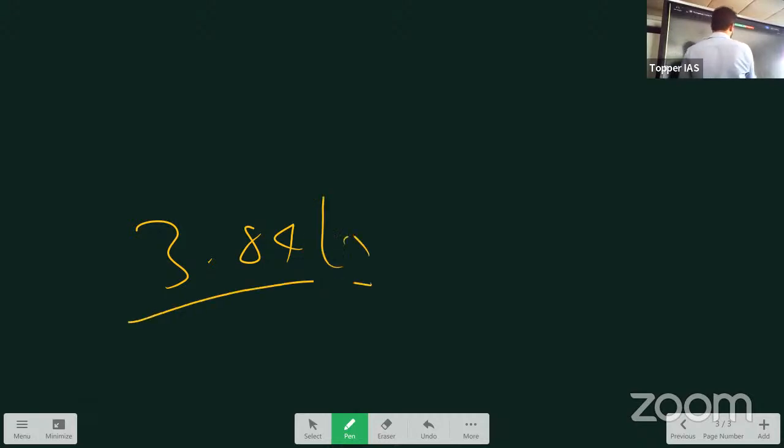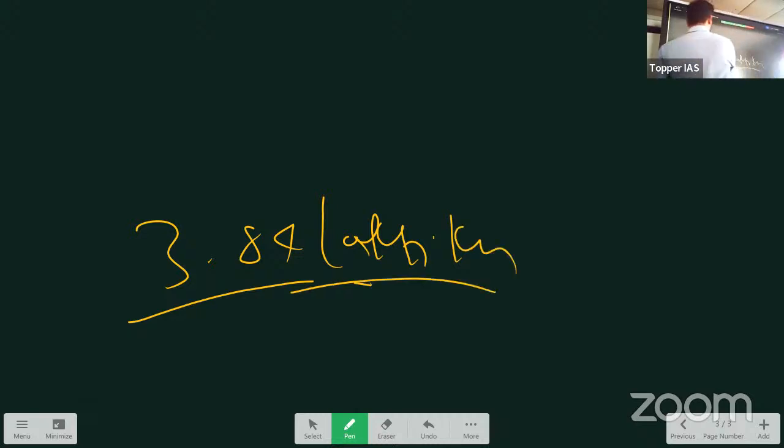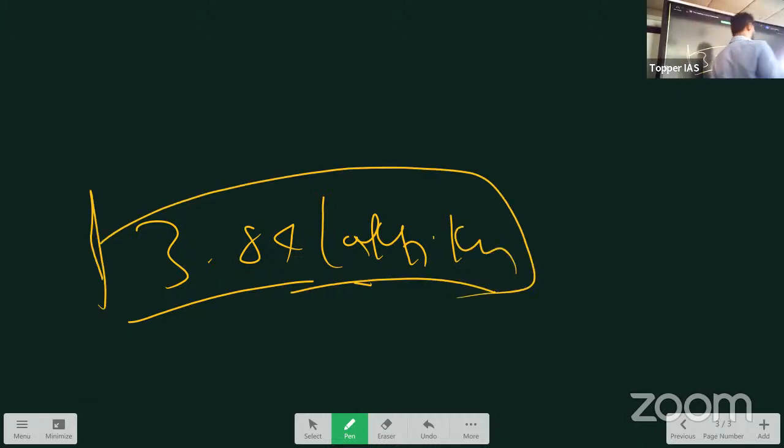What is the distance between Earth and moon? 3.84 lakh kilometers. This is the average distance. And the moon is also revolving around Earth in an elliptical orbit. So sometimes it comes very close to the Earth, sometimes it is away from the Earth.